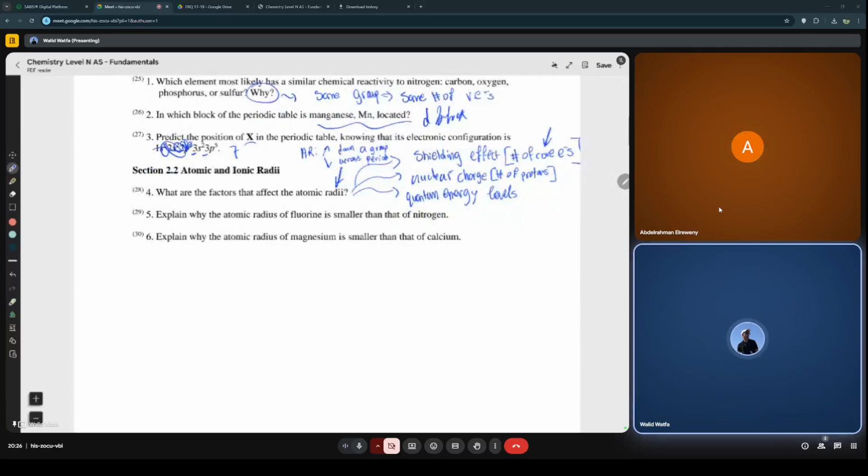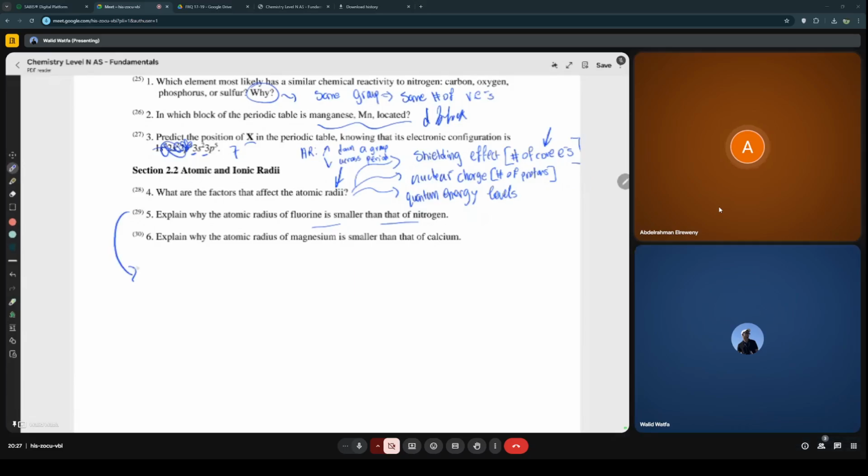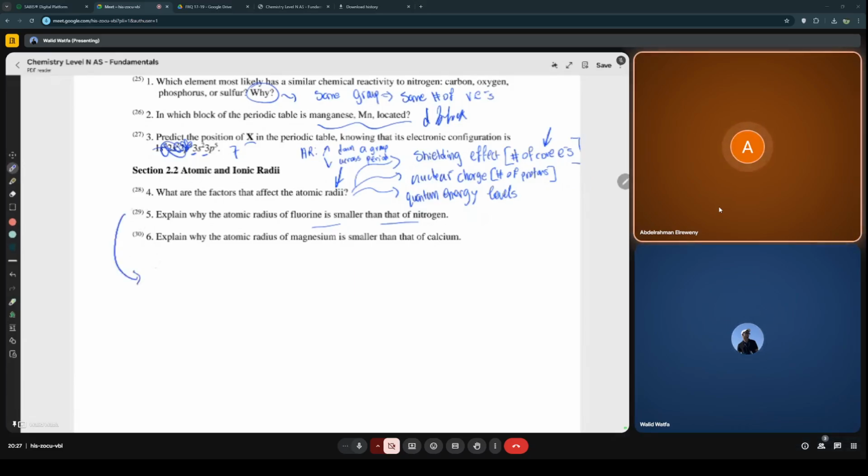Why is the atomic radius of fluorine smaller than nitrogen? Fluorine is in group 7, nitrogen is group 5. Are they in the same period? Yeah. So across the period, the atomic radius is decreasing. So why would the atomic radius decrease across a period? Justify for me, because I feel like one of these will come in the written. I'm not gonna lie to you.